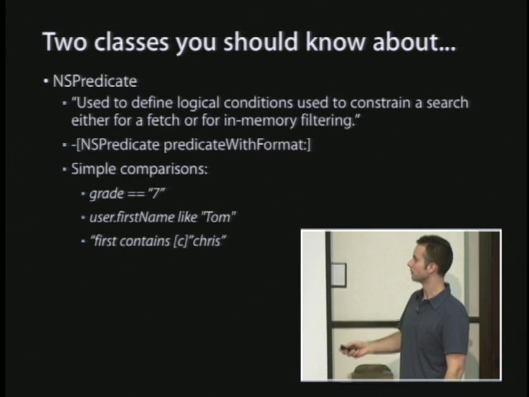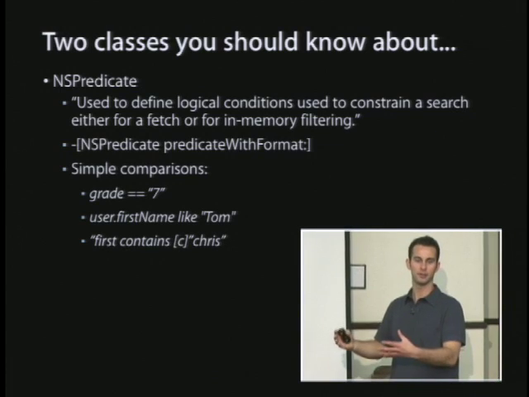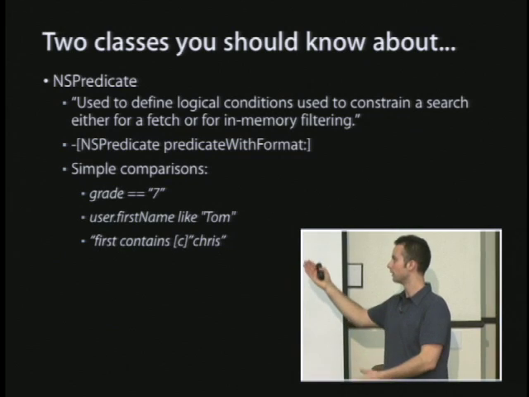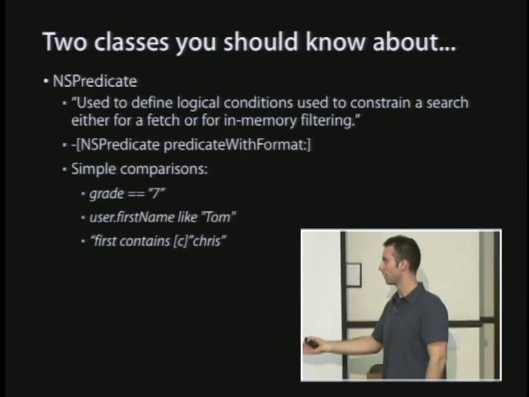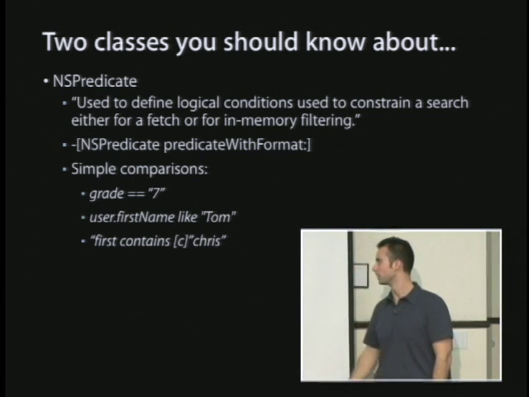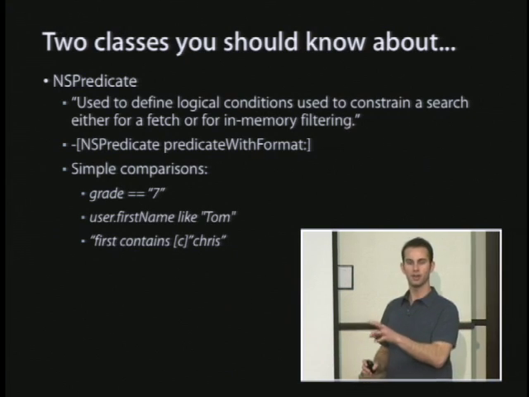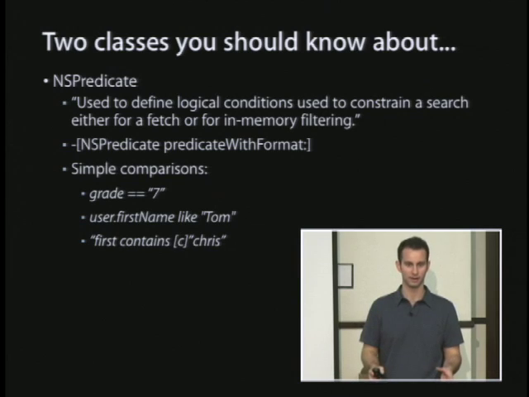So here's a couple other examples. You can follow property key paths. Like if you have a property, an instance variable or a property that has sub-properties, you could use a dot syntax to walk down both properties. And you can also do case-insensitive comparisons, where first contains Chris is going to match all objects whose property first contains the case-insensitive value Chris somewhere in that string.